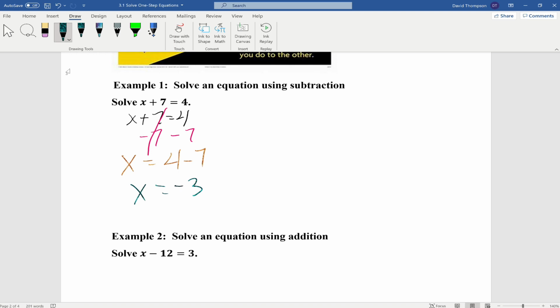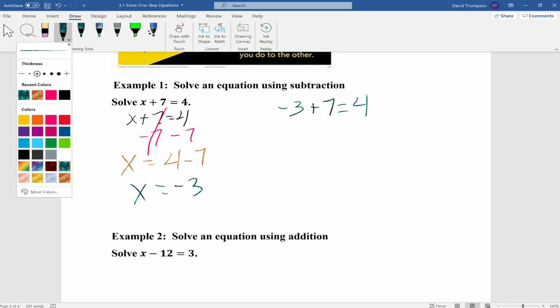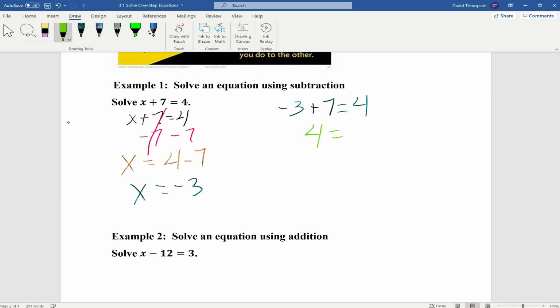If you want to double check our solution, we just plug in: negative 3 plus 7 equals 4. And negative 3 plus 7 does happen to be 4. So 4 is equal to 4, and we check out, we're good.